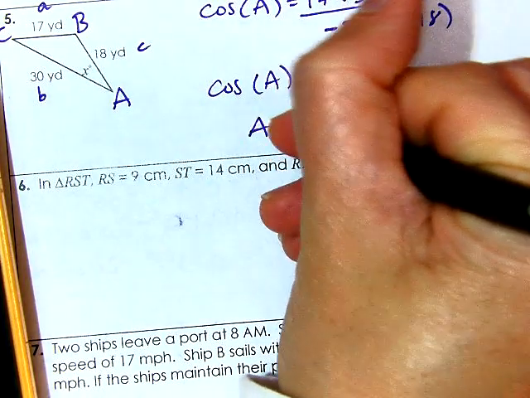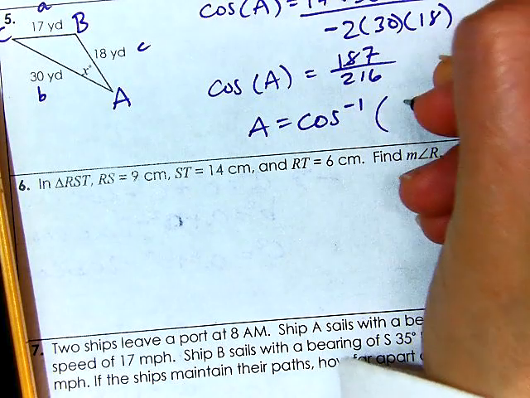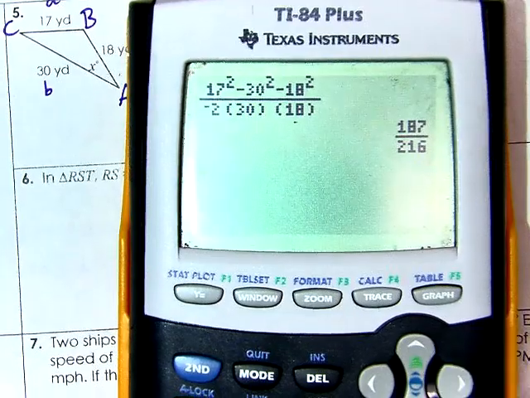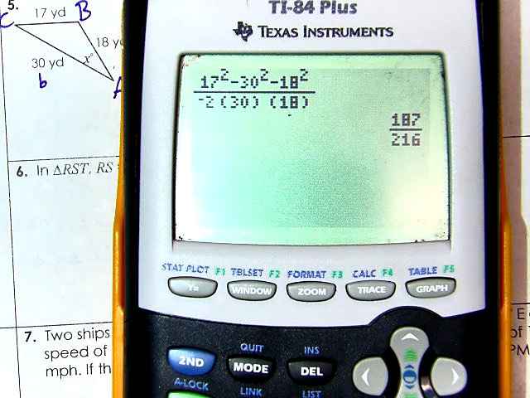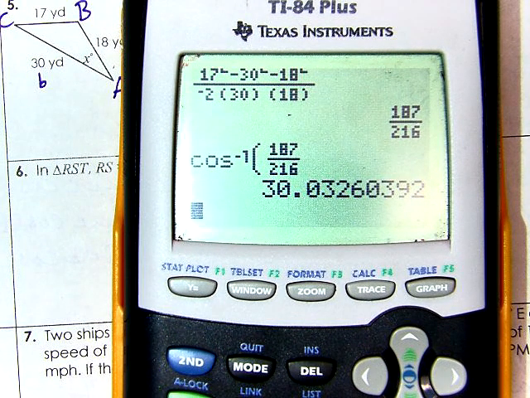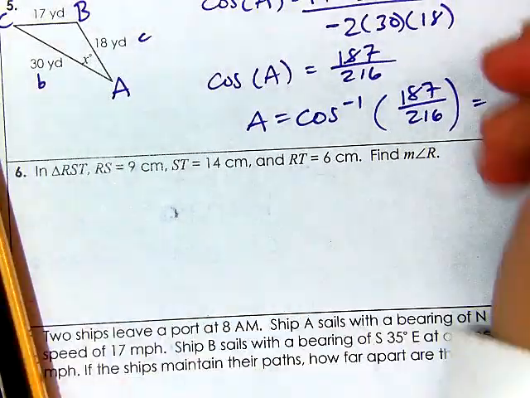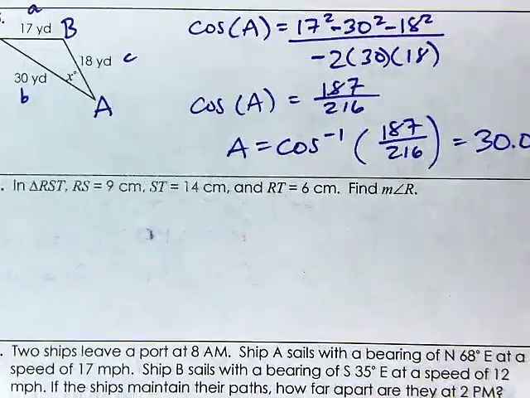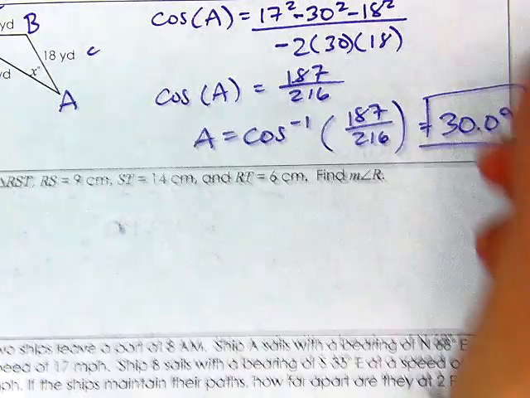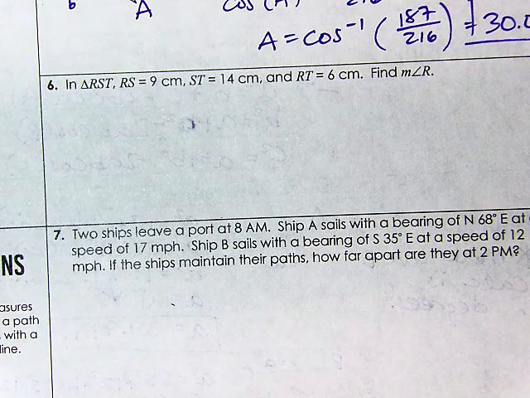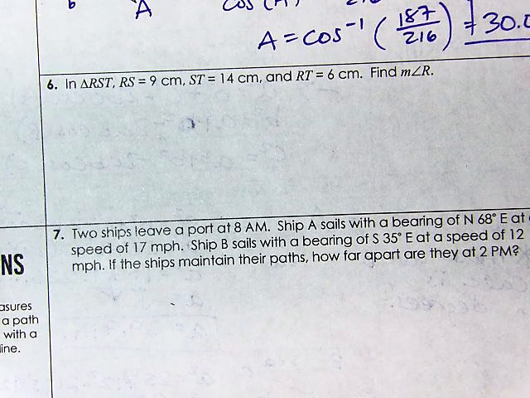To solve for A, I do the inverse cosine. So second cosine, highlight, enter, enter, and I get 30.0. And that's my answer. All right, let's look at this next. Same situation. They just don't draw it for us this time.